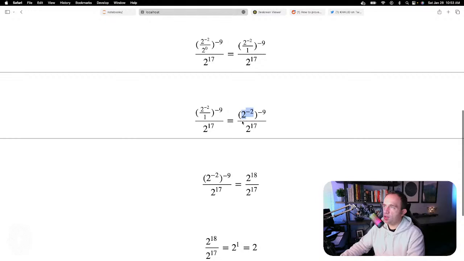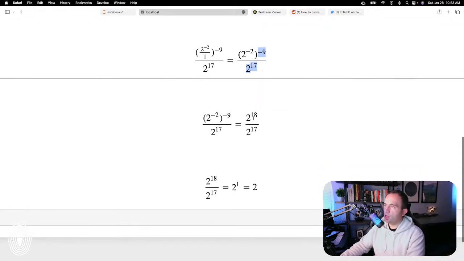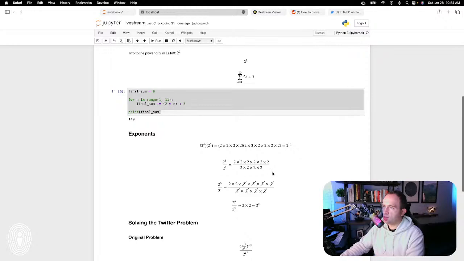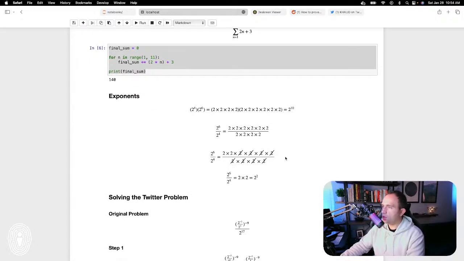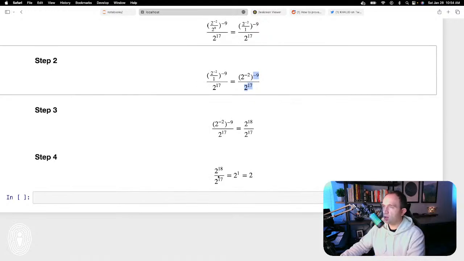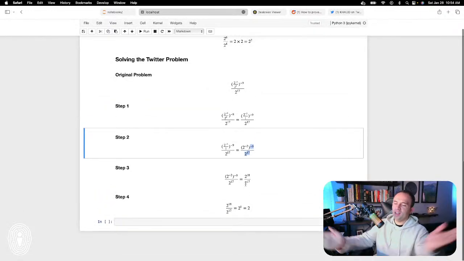And then we multiplied these two exponents together, negative 2 times negative 9. We got positive 18. So we have 2 to the 18th over 2 to the 17th. As we learned from up here, we can start canceling stuff out after we expand the terms, and I'm not going to do that, because I'm not going to write that 18 times. That would take forever. So 2 to the 18th divided by 2 to the 17th is the same thing as 2 to the first power, and 2 to the first power is obviously 2, and boom, we did it.